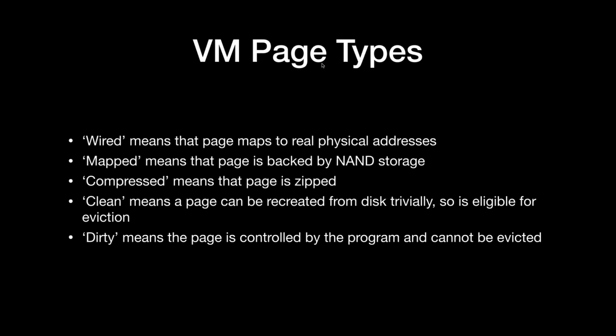So a wired page is a page that is mapped to real physical addresses. And a mapped page is one that's going to NAND storage. You might have heard of a mapped file. You might even create mapped files. What you're doing there is just allocating pages of mapped memory to that file. A compressed page is exactly that, a page that is zipped.